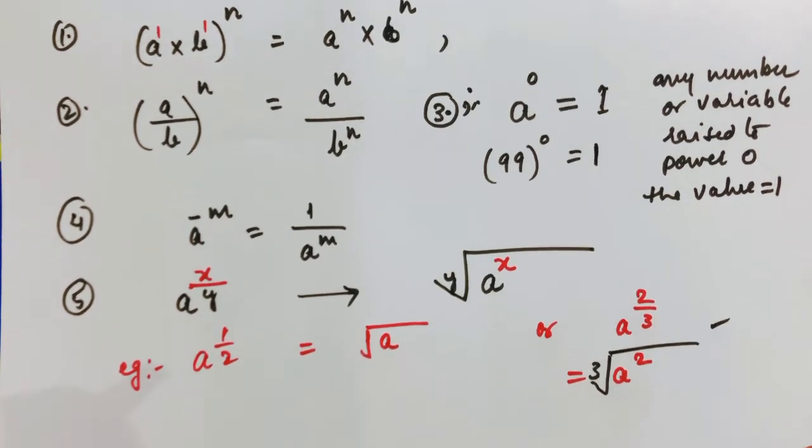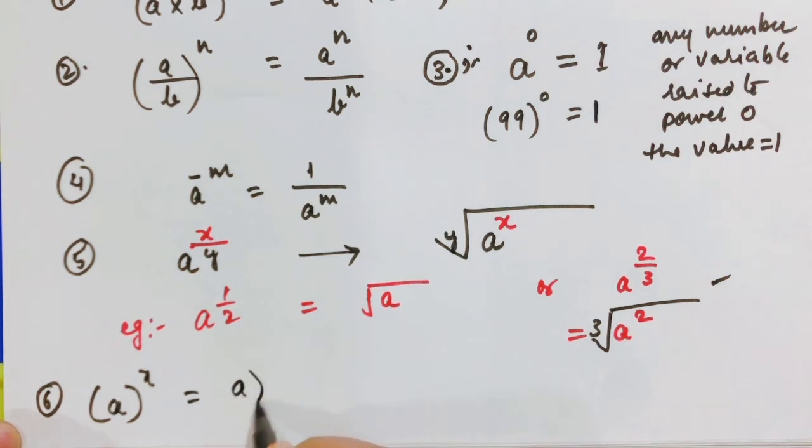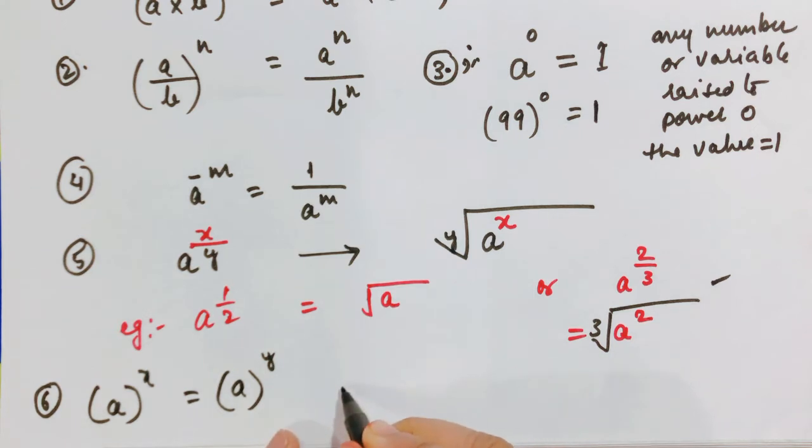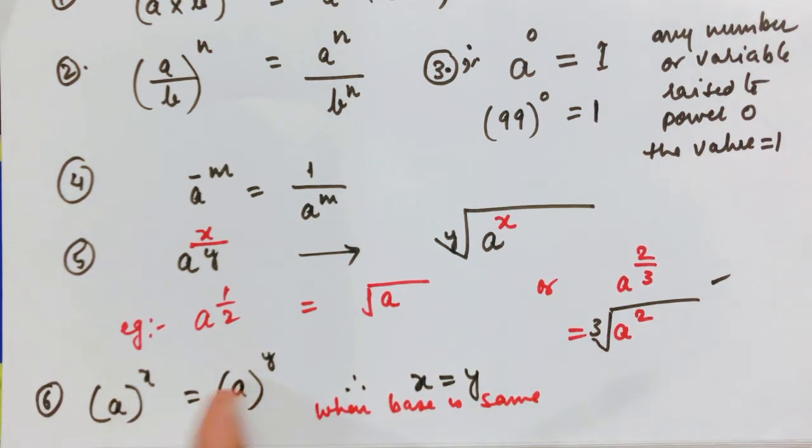Okay, there is one more beautiful formula, let us finish it here. Isn't it? If a to the power x is equal to a to the power y, this means therefore x will be equal to y, meaning when base is same, power will be same. So when the base of two equalities is the same, then the power will be the same.